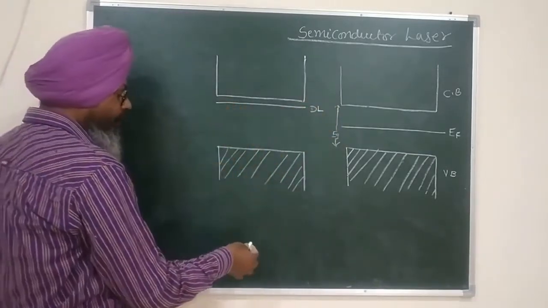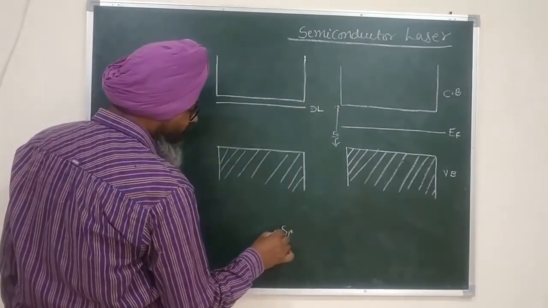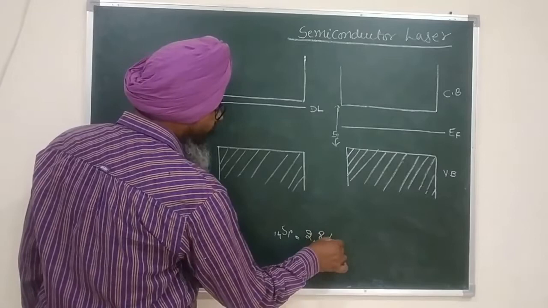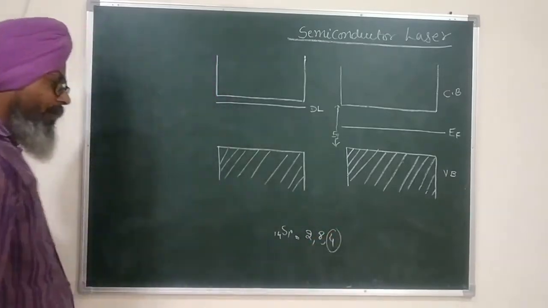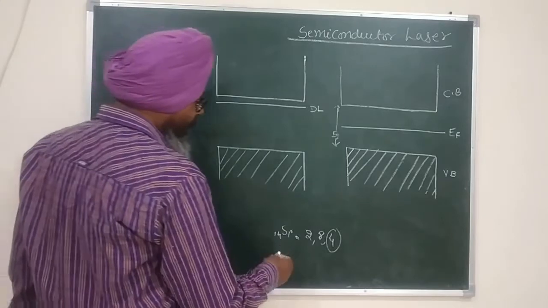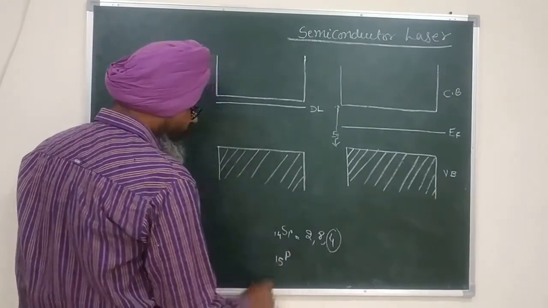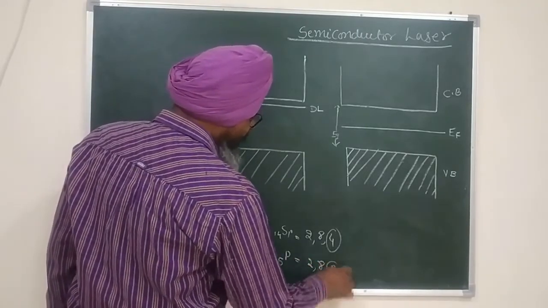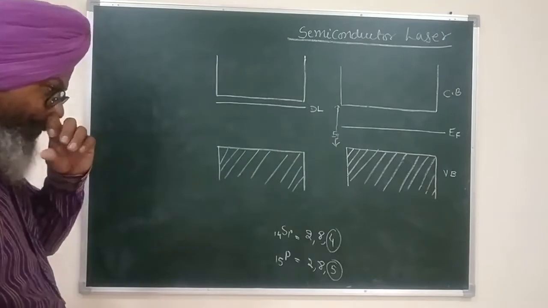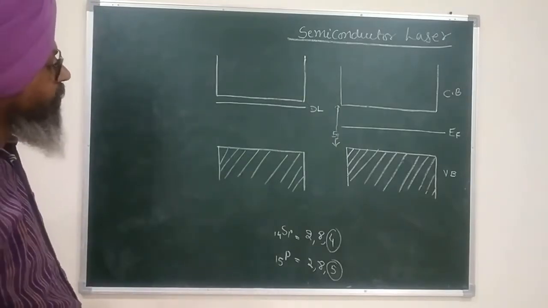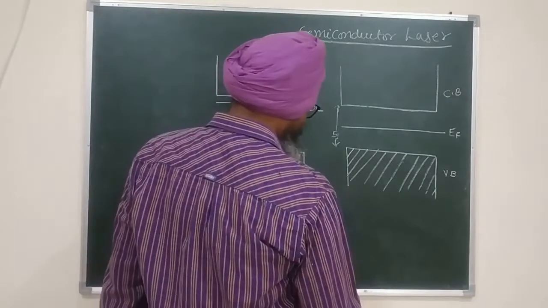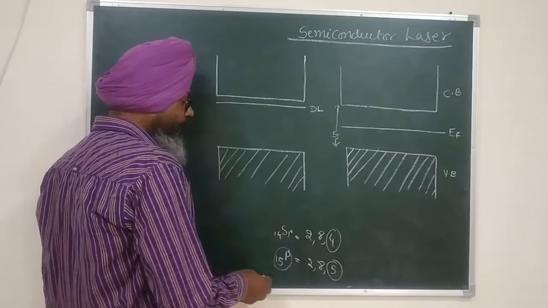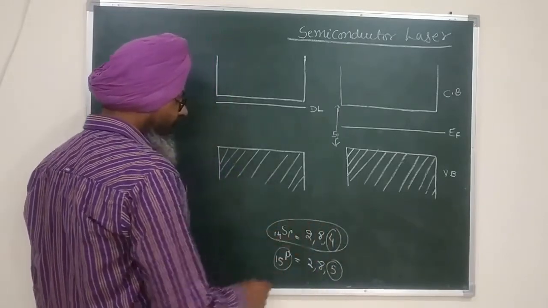For example, let us say my semiconductor is silicon, whose atomic number is 14, so its configuration is 2, 8, 4. The outermost shell contains 4 electrons. If I add phosphorus, whose atomic number is 15, as an impurity, its configuration will be 2, 8, 5, and you can see its outermost shell contains 5 electrons. So if I add phosphorus, which is an n-type impurity atom, into silicon, which is a semiconductor, what is going to happen?